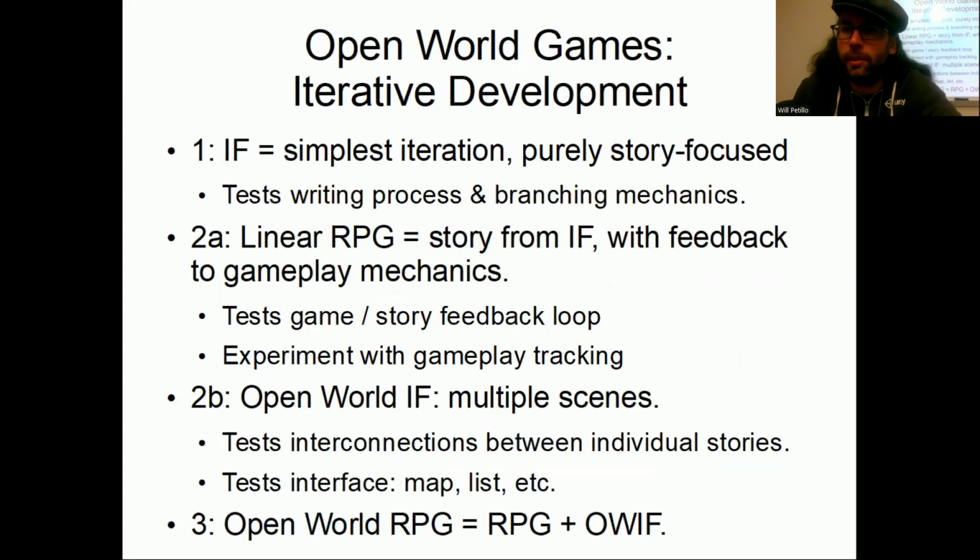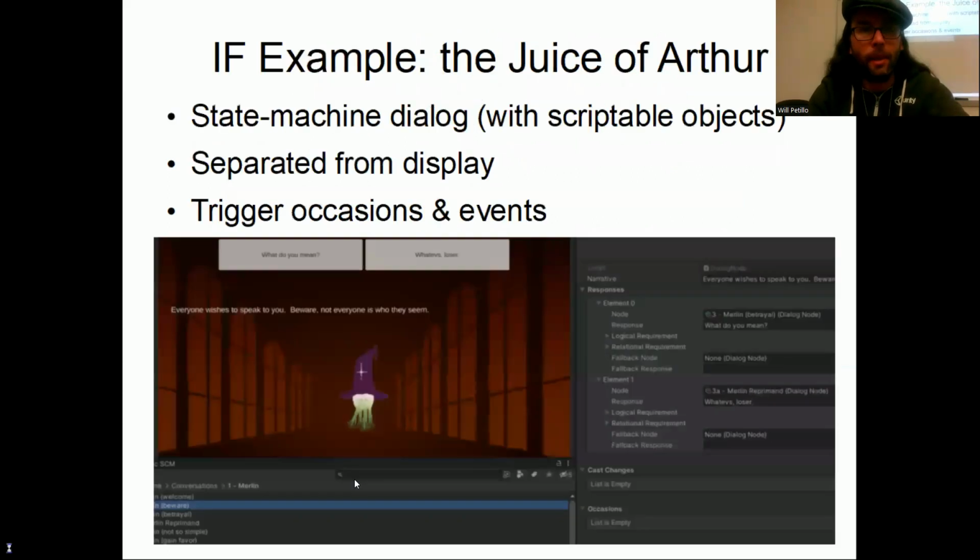I think I'll skip over this slide. Basically, the point I'm making here is imagining what a path would be from the very small visual novel to the very big open world RPG. I can imagine some intermediate steps, like a linear role-playing game where you bring in a loop between game and story, but it's a single narrative. And then maybe an open world interactive fiction where there are multiple scenes you could jump between and a number of parallel stories that interconnect, but no gameplay. That's just speculative as to how to approach the big stuff gradually.